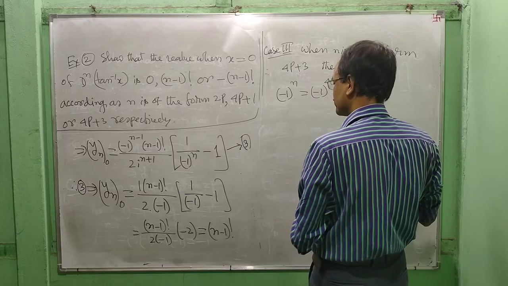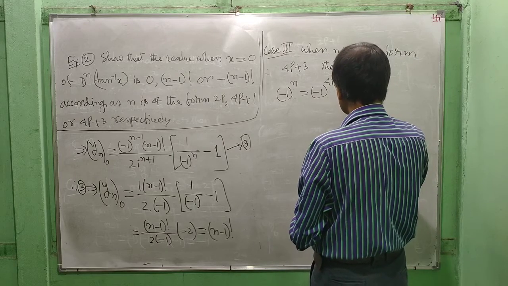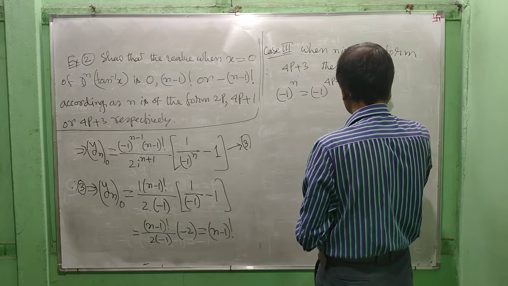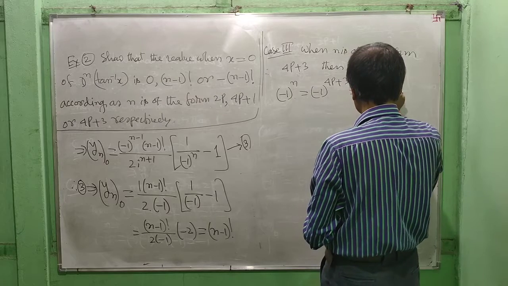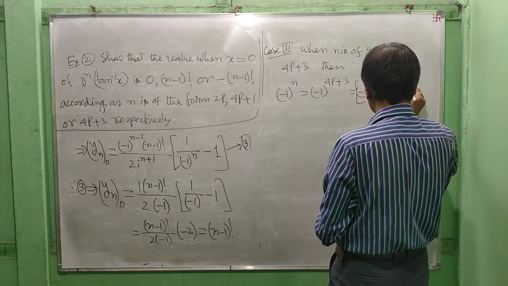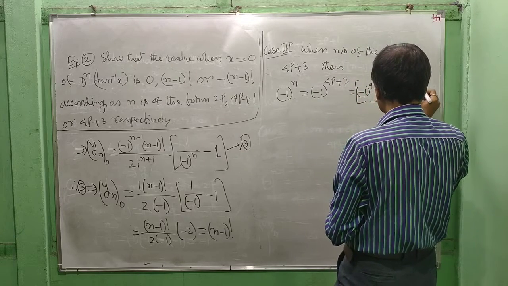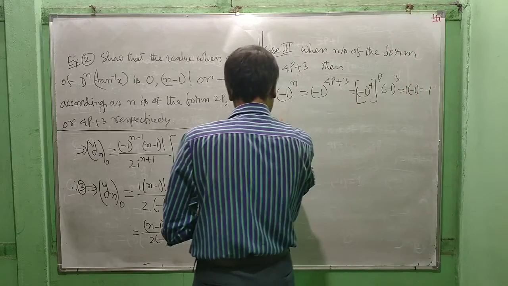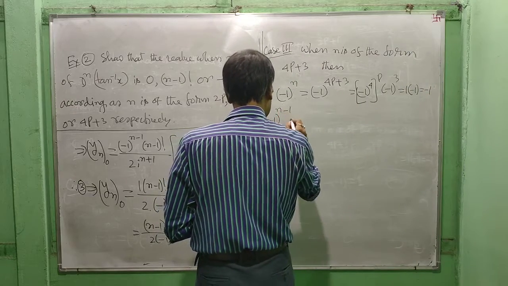4p plus 3. This is equal to minus 1 whole to the power 4, this whole to the power p, minus 1 whole cube. 1 into minus 1. This is equal to minus 1. Minus 1 whole to the power n minus 1.